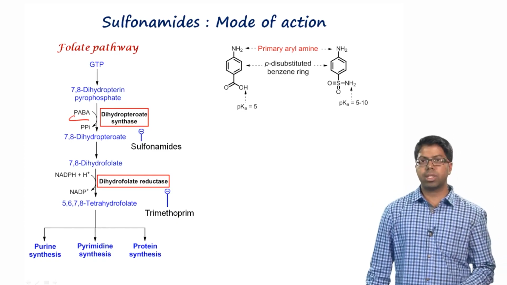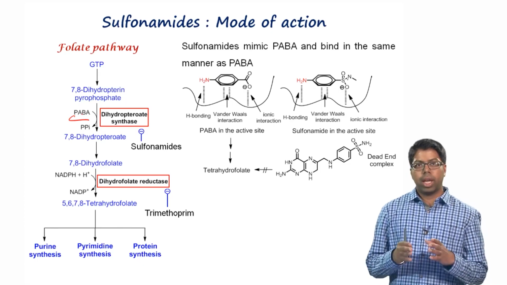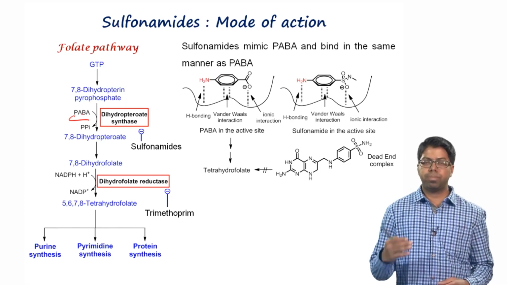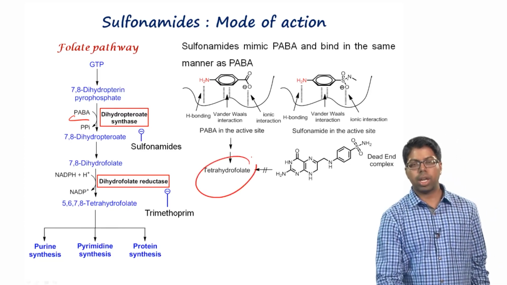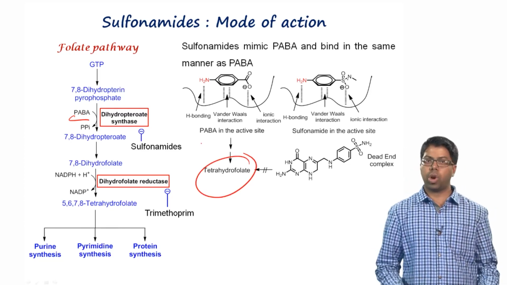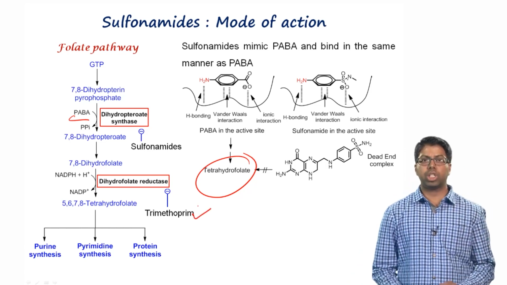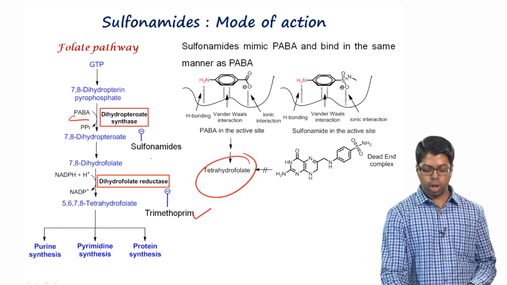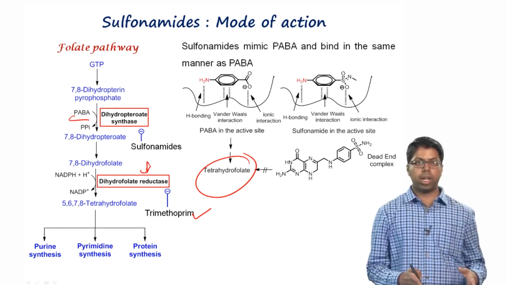Therefore, the enzyme is fooled into accepting the sulfonamide molecule into its active site. Thereby, it prevents the binding of para-aminobenzoic acid to the enzyme, and thus it inhibits the synthesis of tetrahydrofolate by inhibiting this dihydropteroate synthase enzyme. Likewise, trimethoprim is a potent competitive selective inhibitor for the dihydrofolate reductase enzyme, which inhibits the conversion of dihydrofolate to tetrahydrofolate.